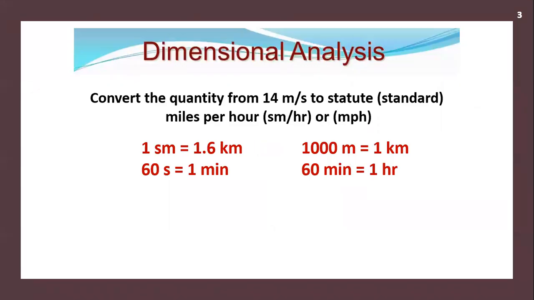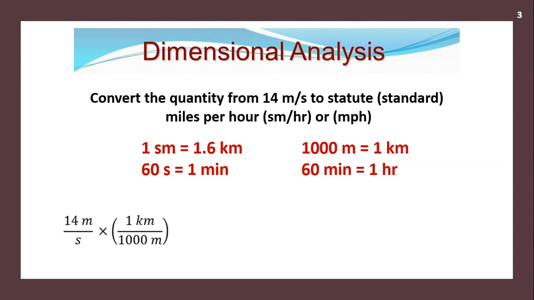Dimensional analysis. The process of dimensional analysis, also called unit conversion, is a mathematical method of multiplying ratios to convert from one unit to another without changing its value. In the introductory video for Lab 1, we introduced dimensional analysis using the example of converting 14 meters per second to statute or standard miles per hour. We begin with the initial ratio of 14 meters per second. Next, determine the unit conversions needed. In this example, we must convert meters to miles and seconds to hours.